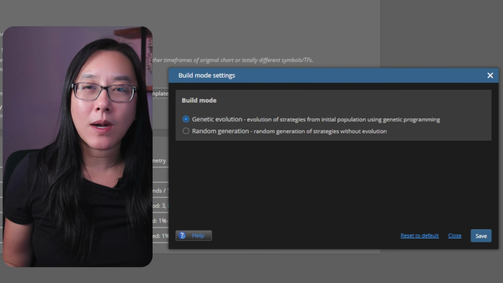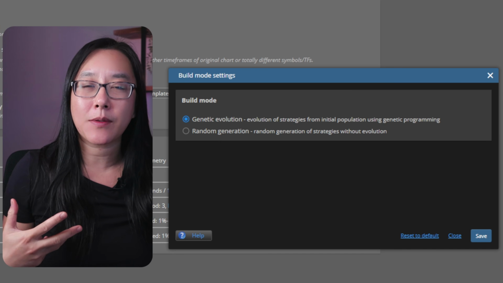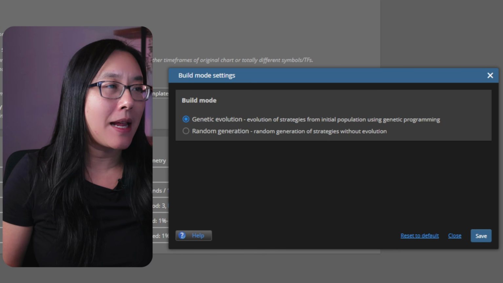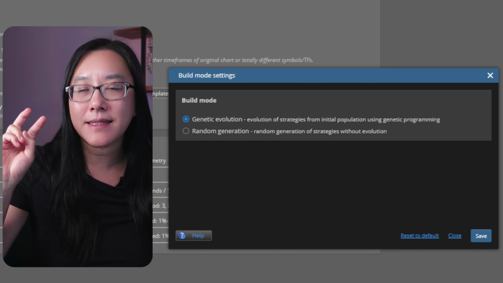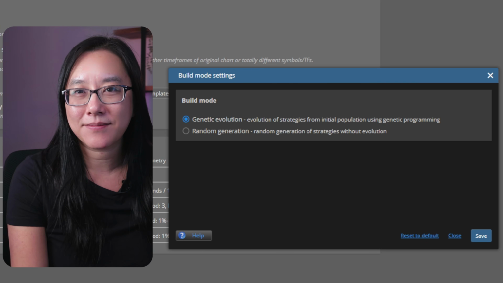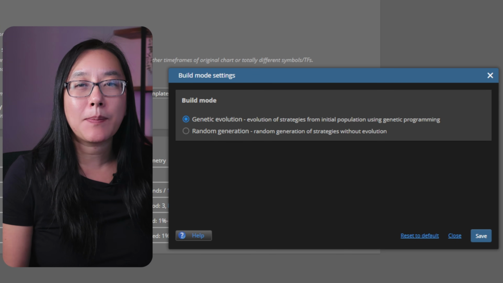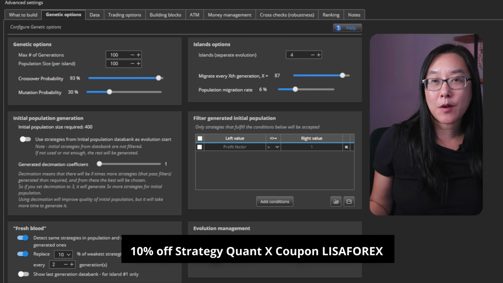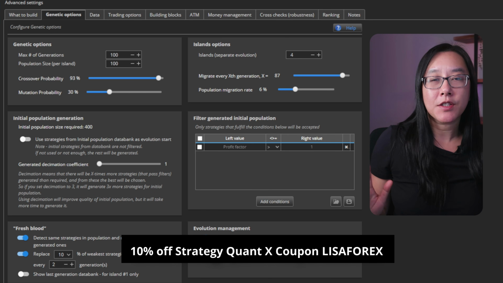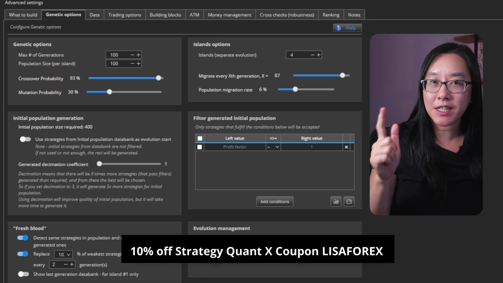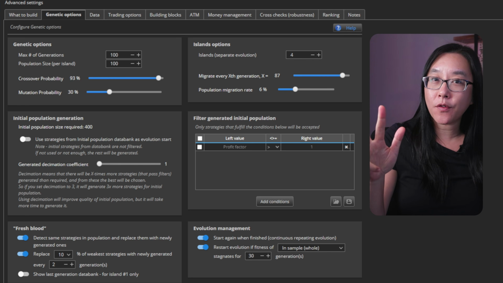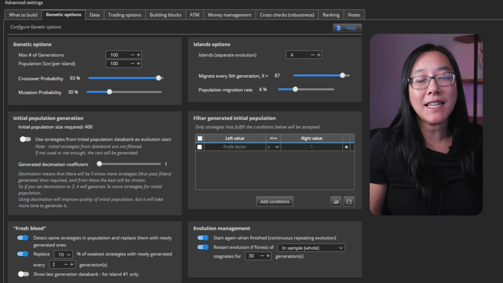In Strategy Quant X, there are two options to generate strategies, the first being genetic evolution and the second being random generation. In this video, I'm going to explain genetic evolution. There are a lot of settings, so we're going to cover population, generation, evolution, crossover, mutation, islands, and fresh blood.